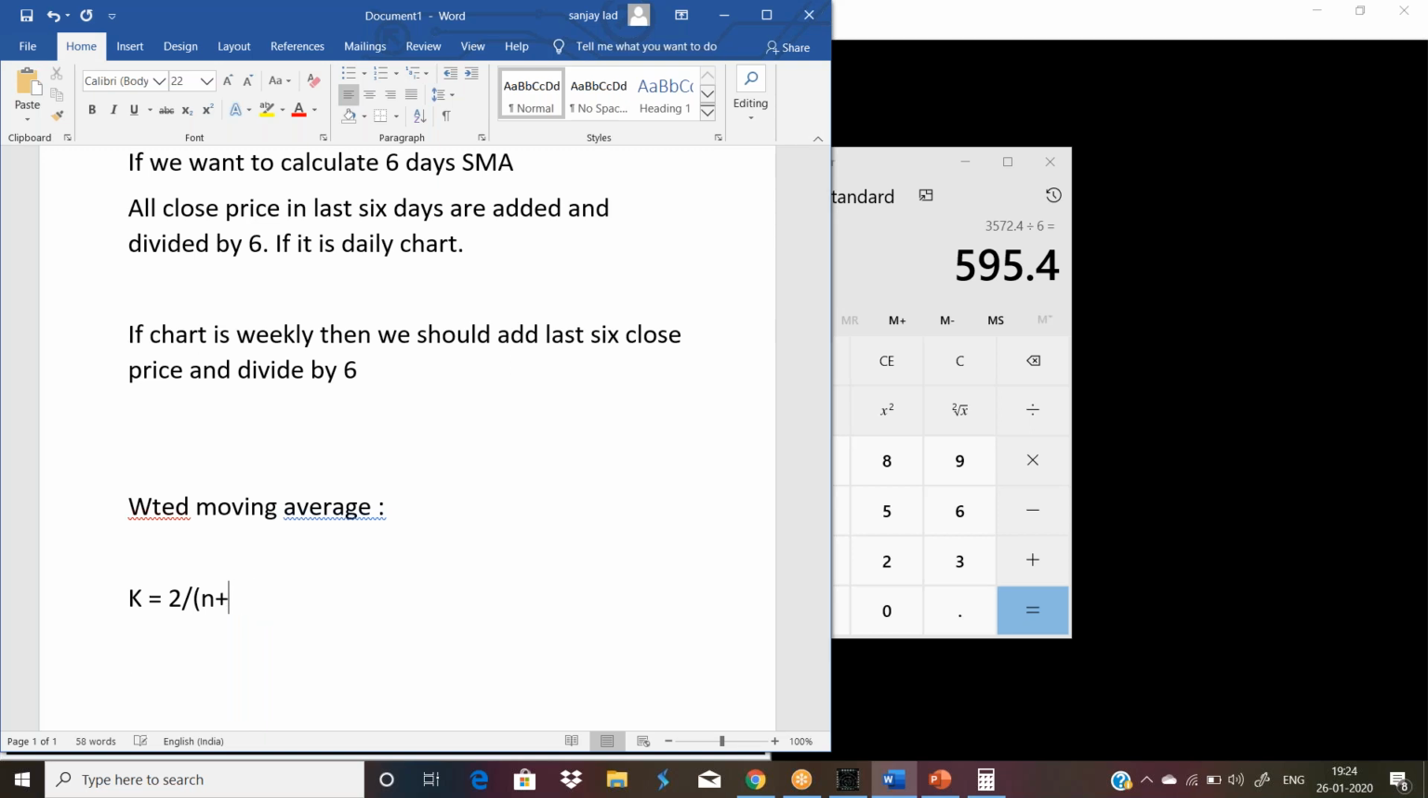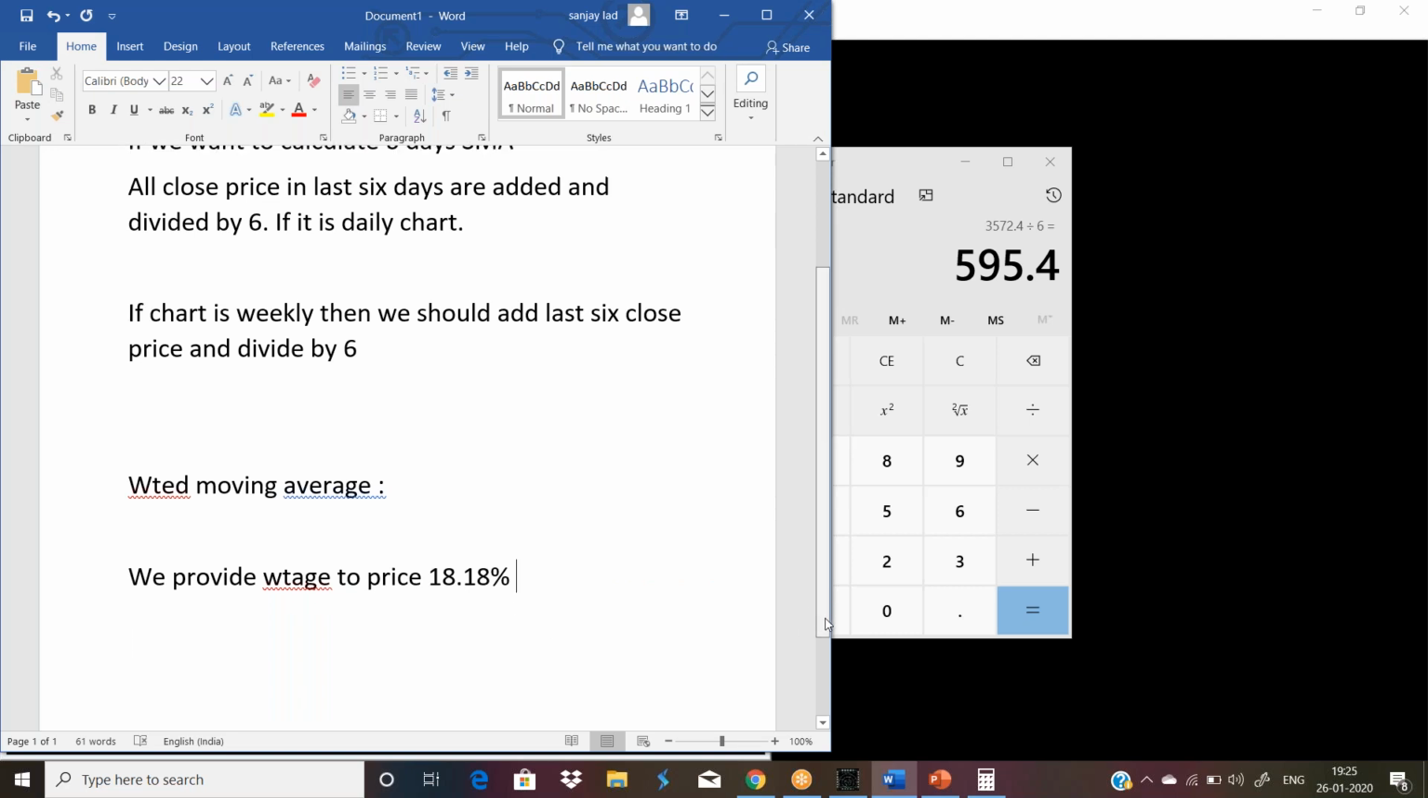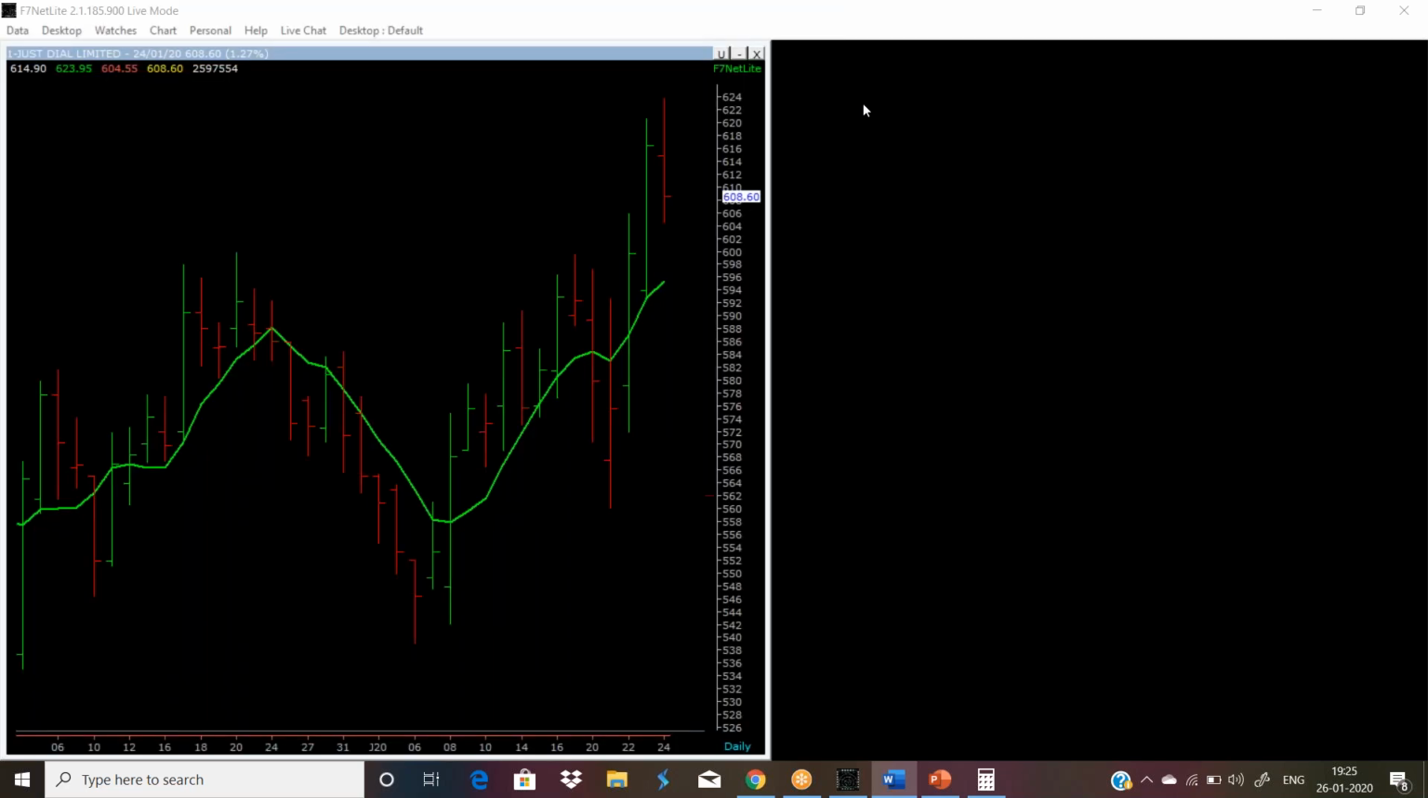So in a weighted moving average we provide weightage to prices. Generally 18.18% weightage is given to prices and they calculate. But how this weightage value has come, that is again a problem, and sometimes you don't understand it with the software.